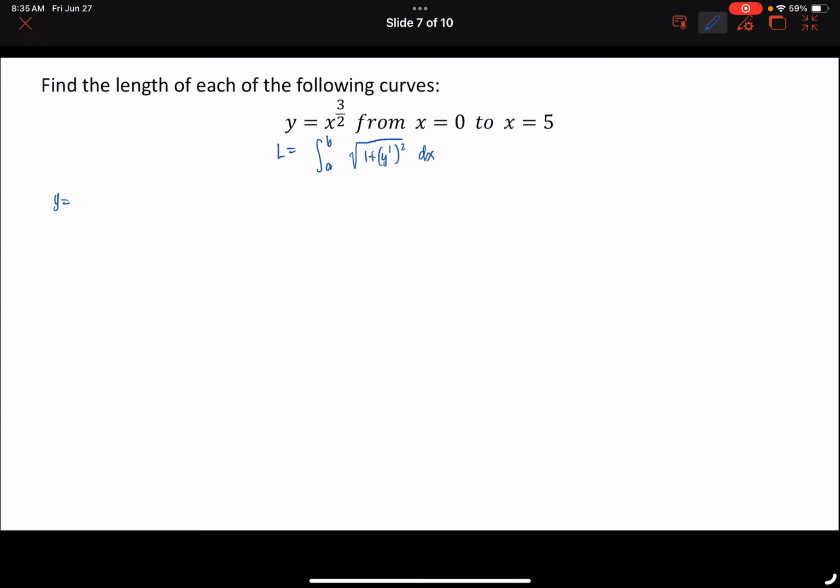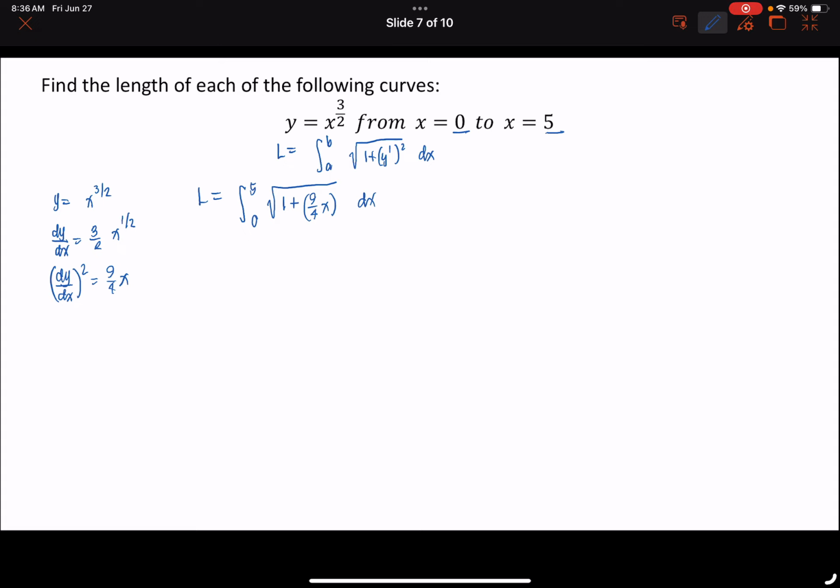So our y is x raised to 3 over 2 and our dy over dx is 3 over 2 x raised to 1 half. So our dy over dx squared is 9 over 4 x. So for our formula for the length, it would be the integral from 0 to 5 of the square root of 1 plus 9 over 4 x dx.